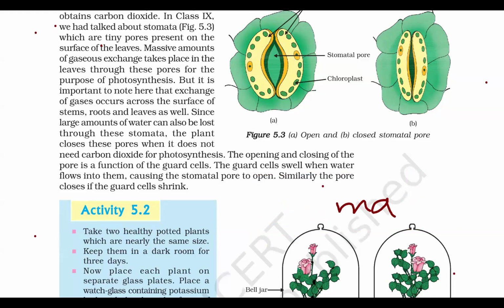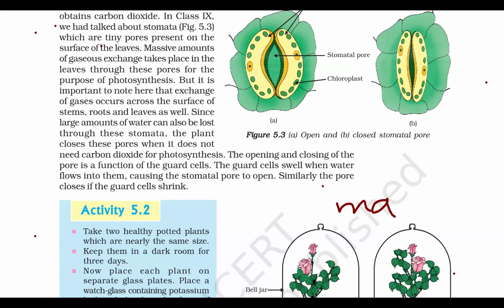So green plants take carbon dioxide from air for photosynthesis. You know that? Okay. And the opening and closing of stomata, write down, opening and closing of stomata is controlled by which? By which are the opening and closing of these stomata controlled? Ma'am, guard cells. Yes, very good.